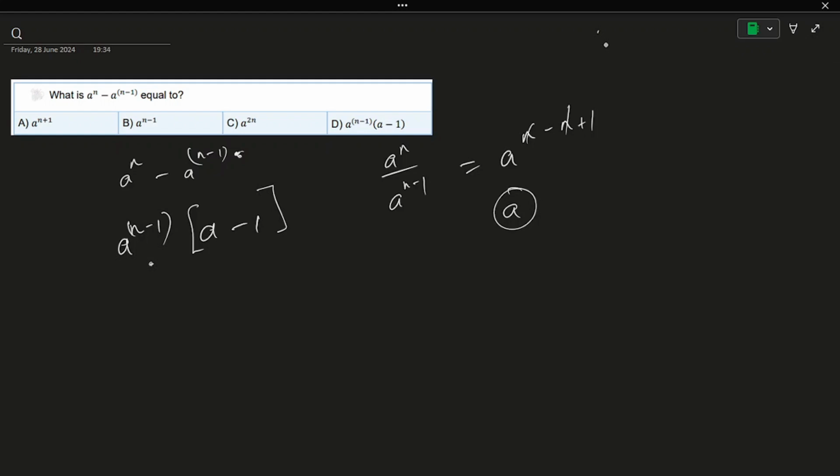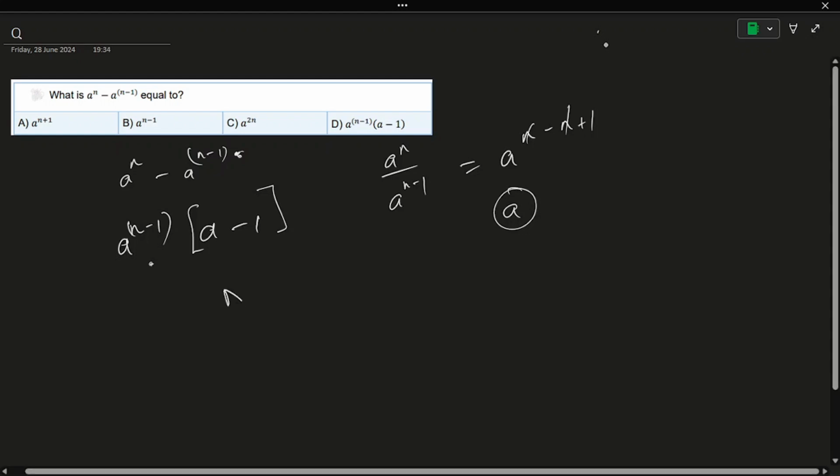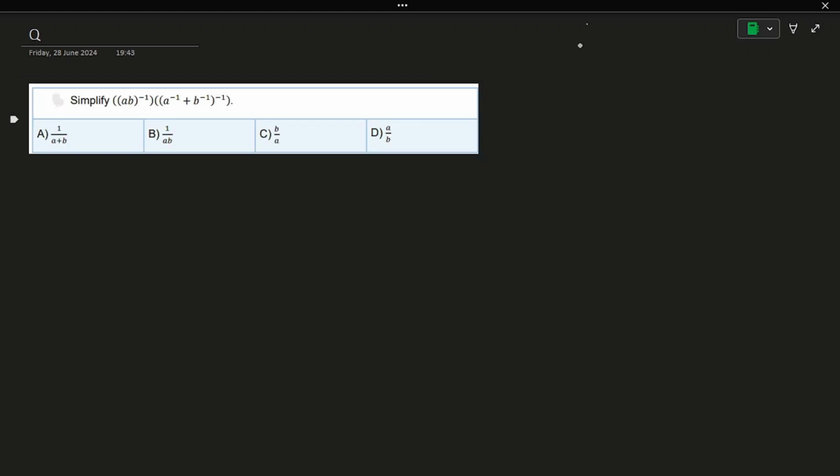So which means our answer is D, because look at this. It's a to the power of n minus 1, in brackets a minus 1. So our answer should be D. Nothing hectic. Simplify this expression.